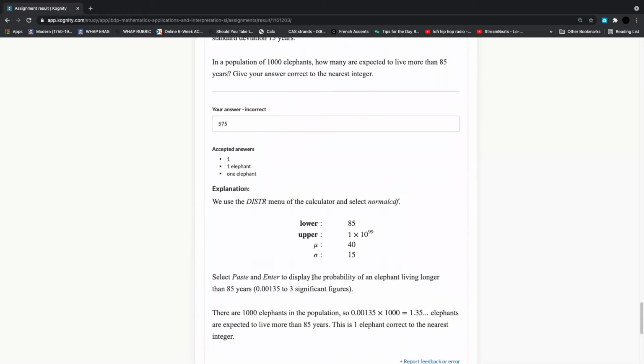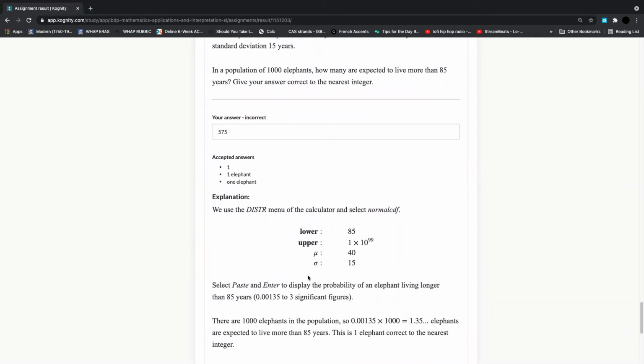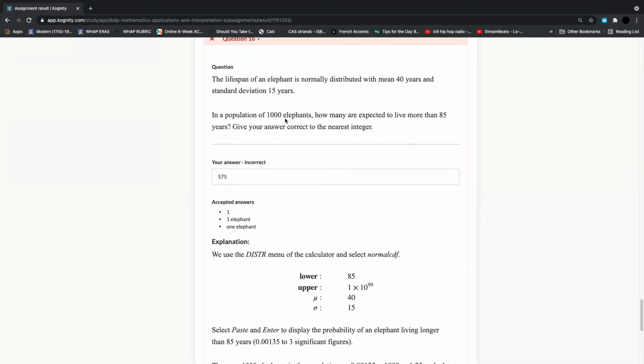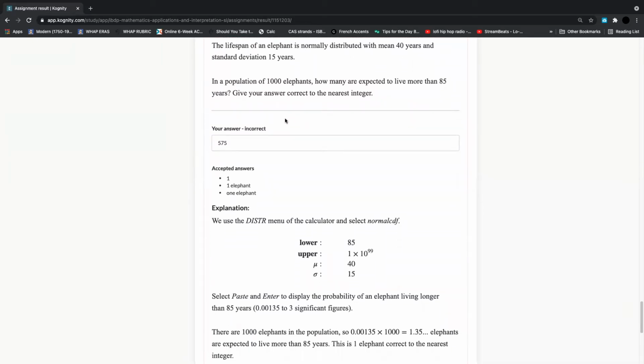Oh my god. Yeah, you have to multiply to 1,000. I was like, wait, that seems off. Make sure to multiply to 1,000. Don't forget about that. Because the normal distribution is just acting as a probability, right? And it said how many are expected to live, so you would use the expected frequency.